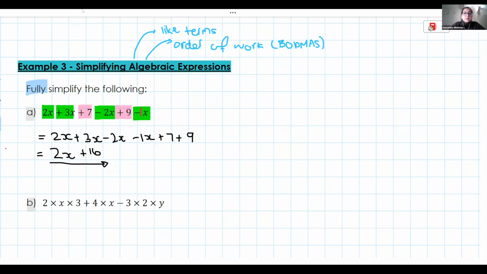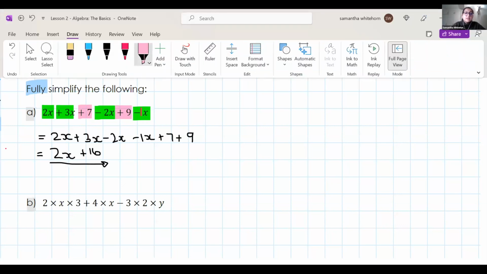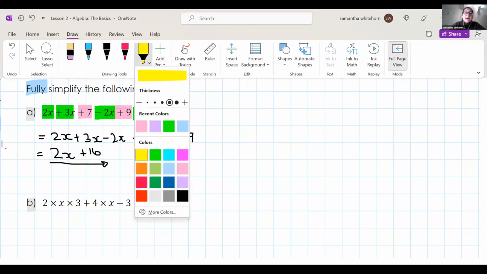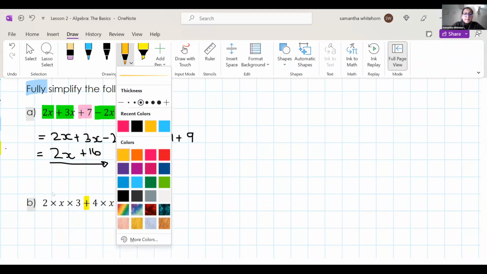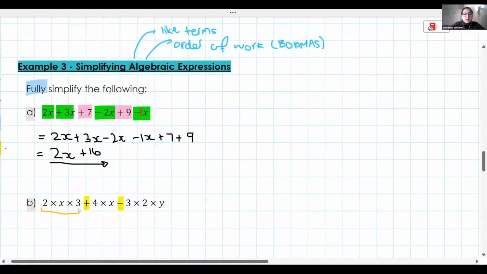Right, question B is a little bit trickier because now you've got multiplication as well as plus and minus signs. So this is now where we need to go back and identify our terms. We identify our plus and our minus signs because that's going to separate our terms for us. What that means is that this 2 times x times 3 is term 1, 4 times x is term 2, and the negative 3 times 2 times y is term 3. Once you know what your terms are, you need to simplify each of them.